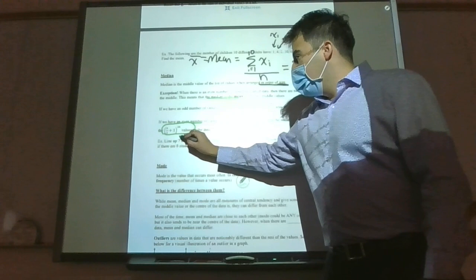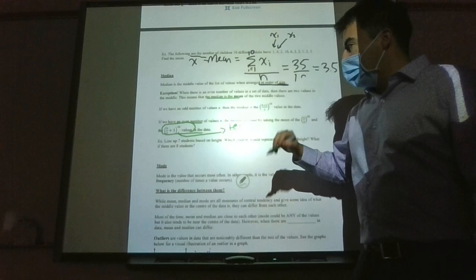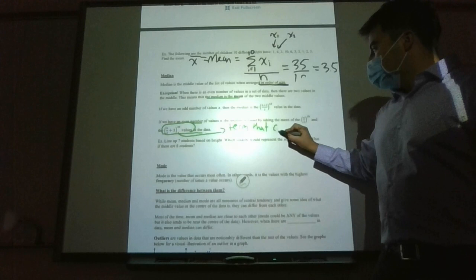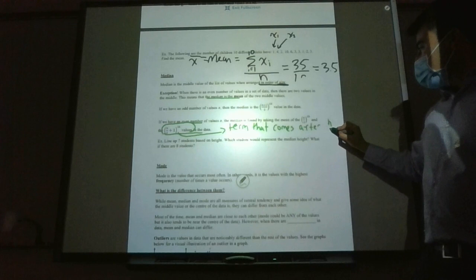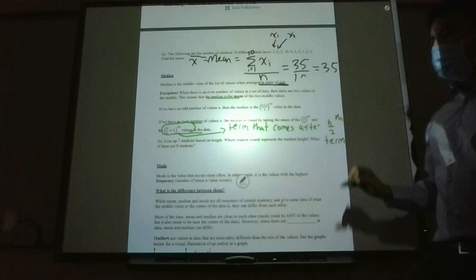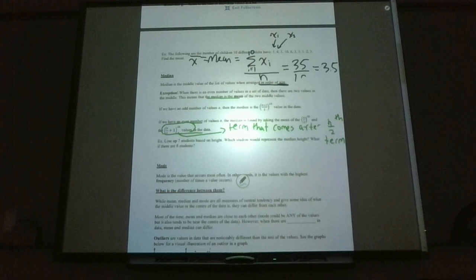What I mean is that n divided by two, plus one, is the term that comes right after. That's really what I'm saying. So all I'm doing is simply taking the mean of the value that I have when I divide n by 2, right? So I look at the n divided by 2 term. I use n divided by 2 to help me find out where it is in the list. And then I look at the term right after it, and then I take the mean of the two.